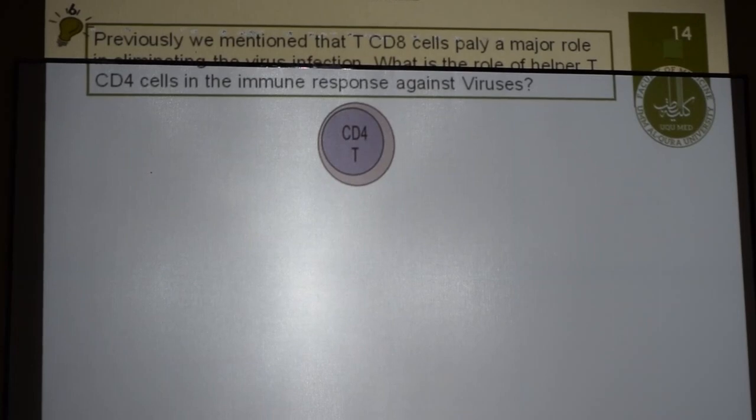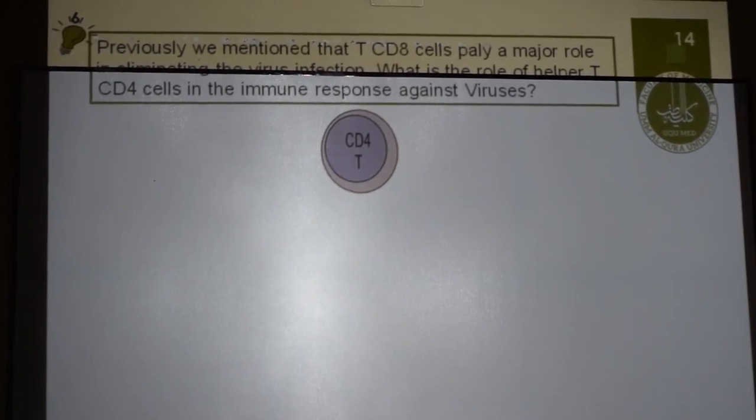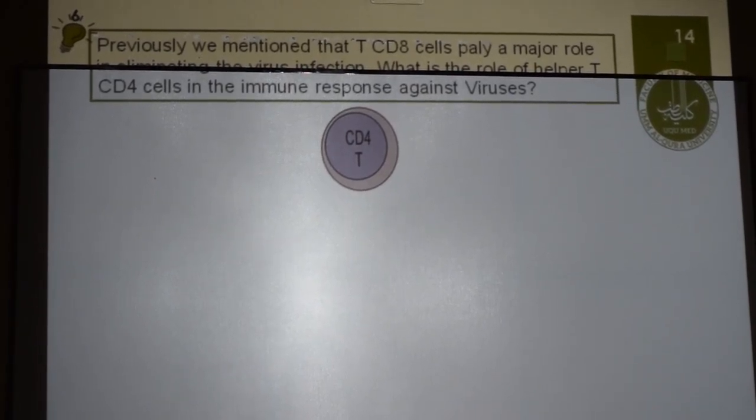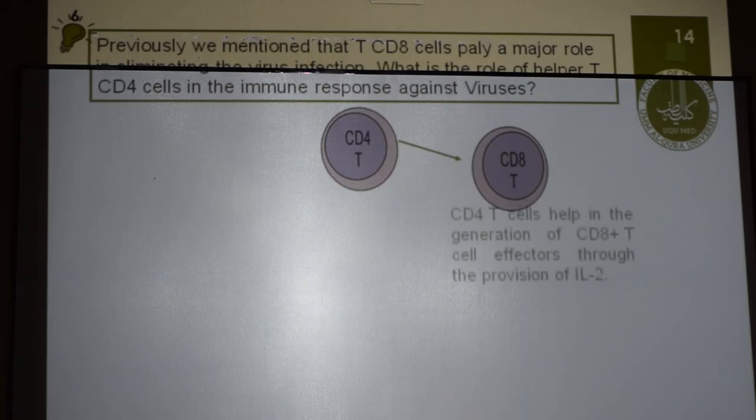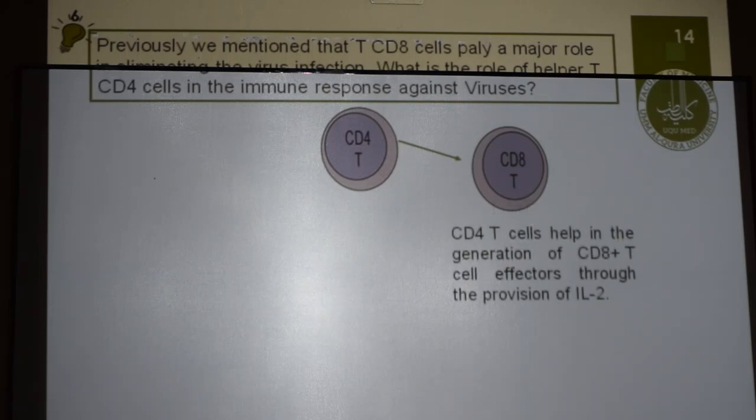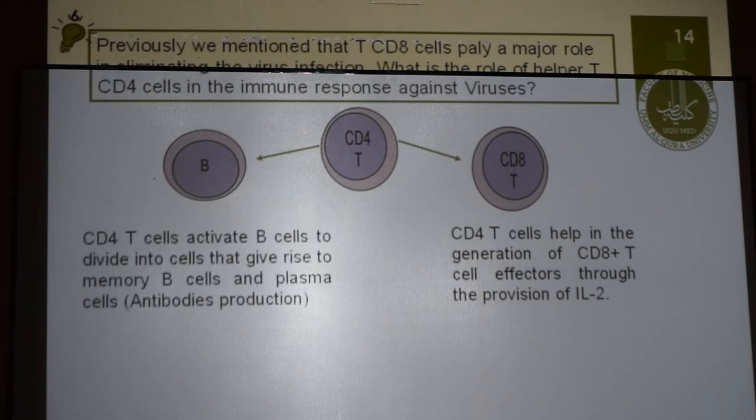To this question, previously we mentioned that T CD8 cells play a major role in eliminating the virus infection. What is the role of helper CD4 cell in immune response against viruses? They will increase the army of CD8 cells which have recognized the virus. They will produce IL-2 to increase their numbers. That's one. Then they can also help the B cells in class switching. So they help them class switch for viral infection.